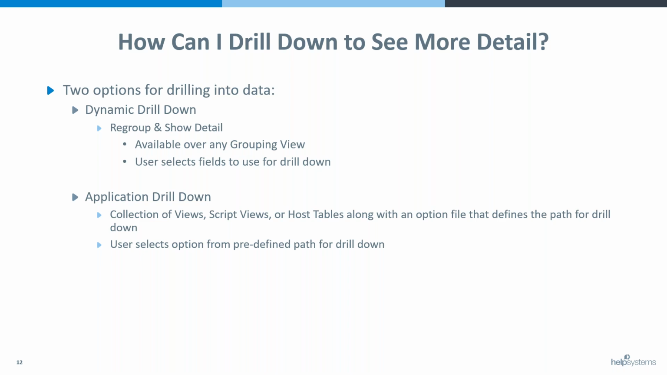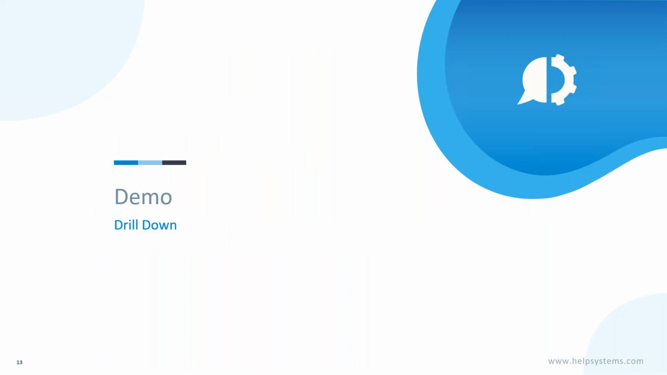In contrast, an application is a collection of views or script views or tables together with an option file that is created so that the users have predefined paths for their drill downs. So let me go ahead and just show you a quick example of each of those.